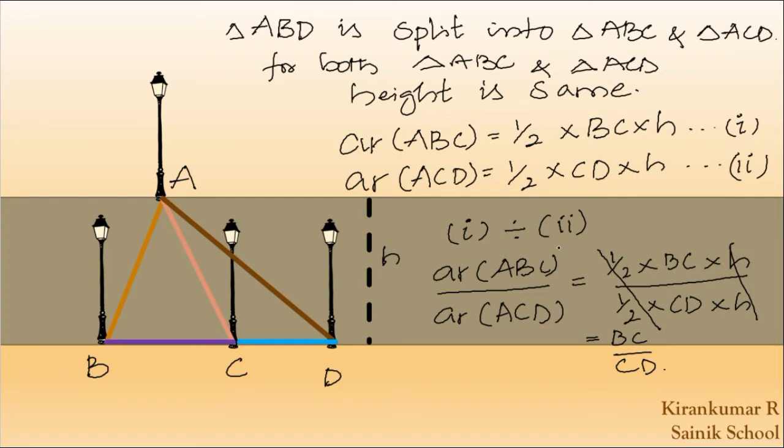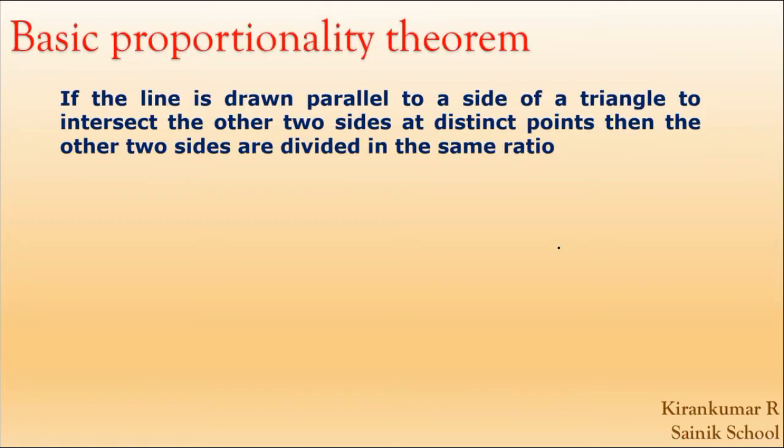So whenever two triangles have different bases but lie between two parallel lines in this way, the ratio of the areas of the triangles will be equal to the ratio of their bases. This property also we are going to use in a very important concept called the basic proportionality theorem. Let's see what the basic proportionality theorem is all about.